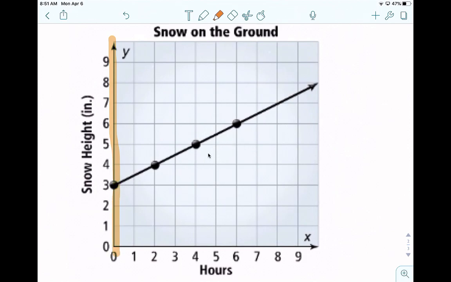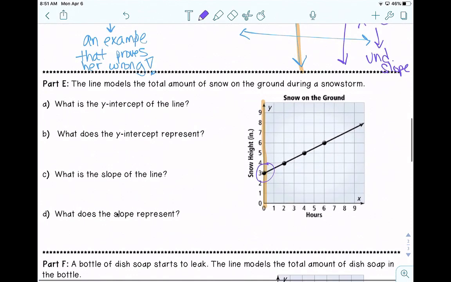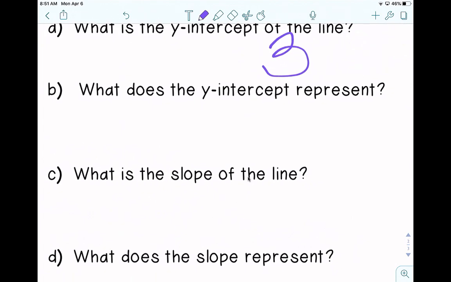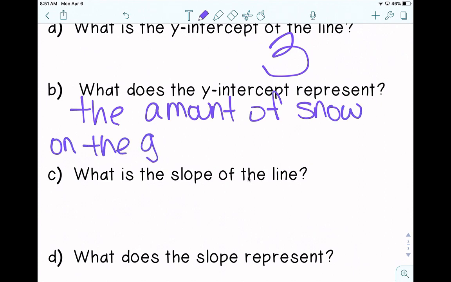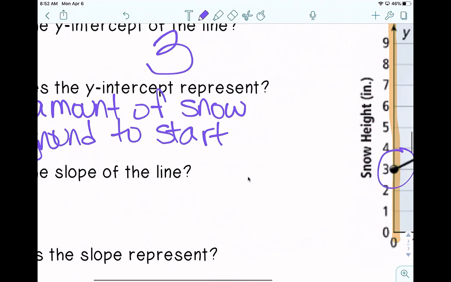Now, here is our line. Where does this line cross the y-axis? If you're thinking 3, you are correct. So the y-intercept is 3. Now, what does that represent? Well, if the bottom axis is hours and the side axis is the height, that is telling us the amount of snow on the ground to start with. So in this graph, it is telling us our starting point.